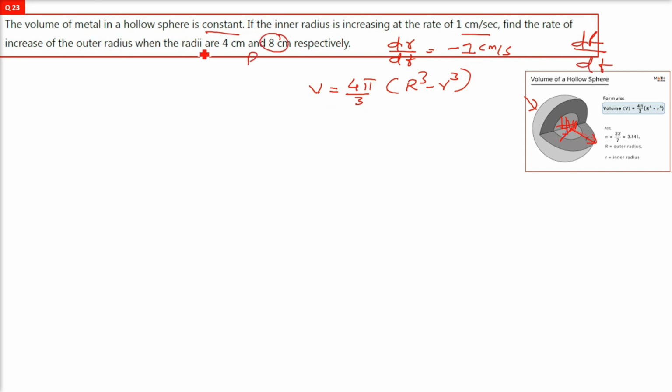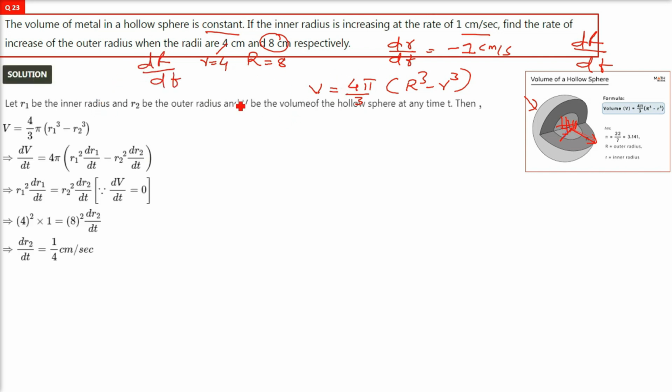The radii are given, the small r and capital R. The bigger one will be capital R, the smaller will be 4. Find the rate of increase of the outer radius. So dR by dt is to be found out. Now you will be able to do it. We already have a volume relationship, you just have to differentiate it.